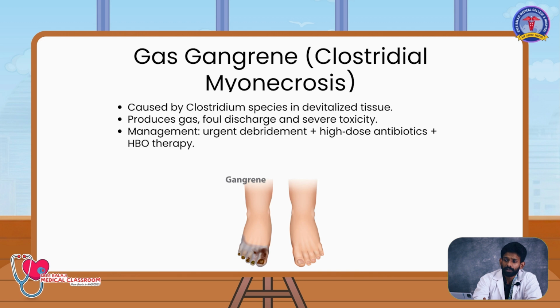Gas gangrene. The causative organisms are Clostridium perfringens and Clostridium septicum. It occurs in devitalized tissue with poor perfusion. The classical symptoms the patient presents with are crepitus and foul smelling discharge, and in turn the patient will go into sepsis. The treatment is again emergency debridement of the necrotic tissue followed by antibiotics, and we give hyperbaric oxygen therapy to vitalize the tissue which has been poorly perfused. Prognosis depends on early recognition.